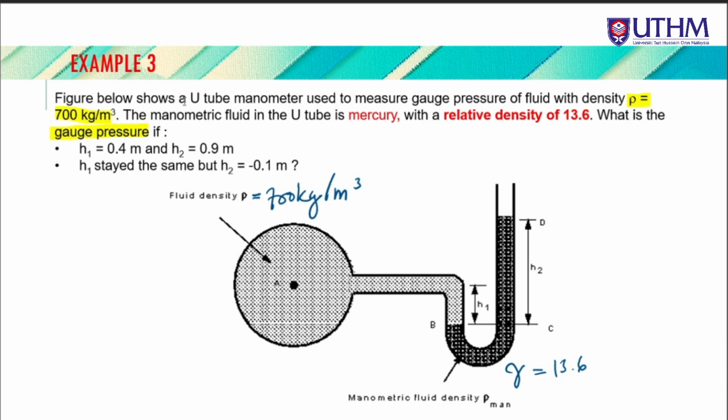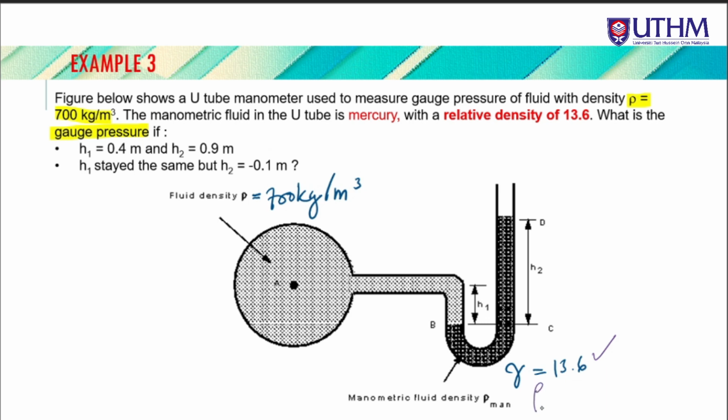Figure below shows a U-tube manometer. Okay, this one we consider a U-tube manometer used to measure gauge pressure of fluid with density 700 kg per meter cube. Okay, the manometric fluid in the U-tube is mercury. Okay, this one is mercury with relative density of 13.6.